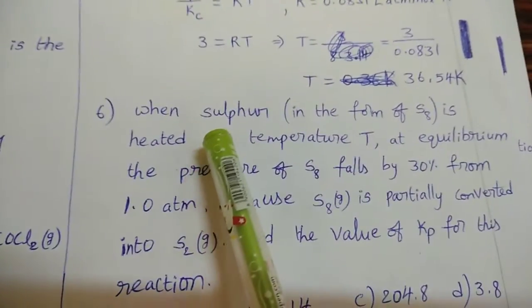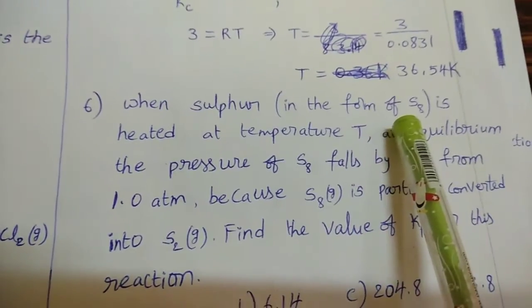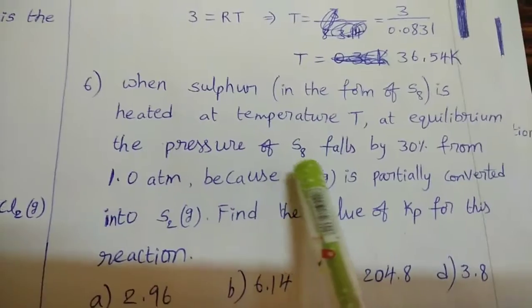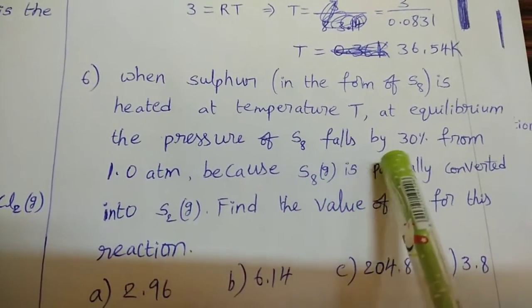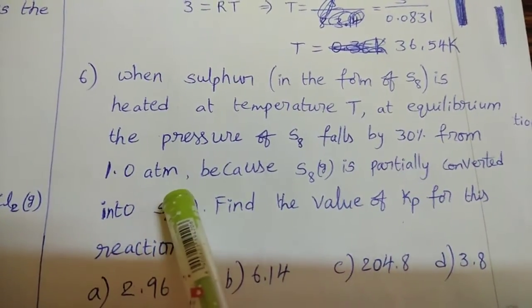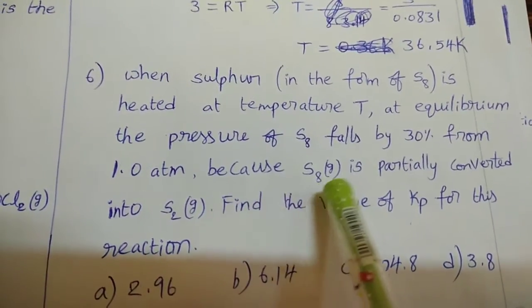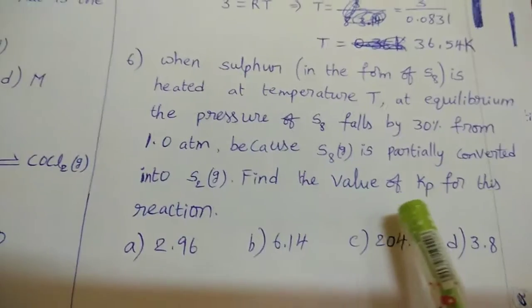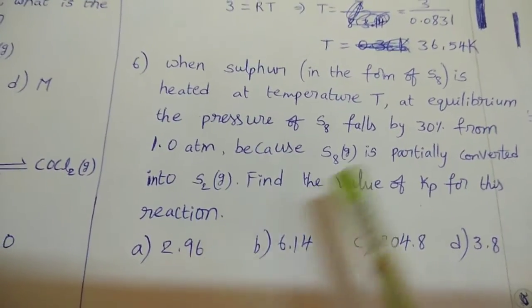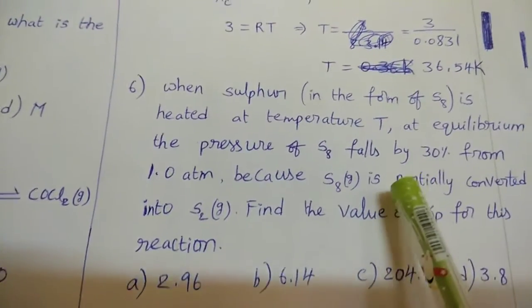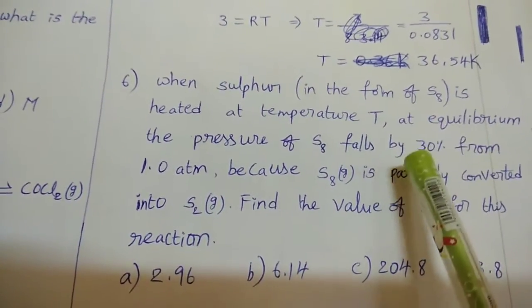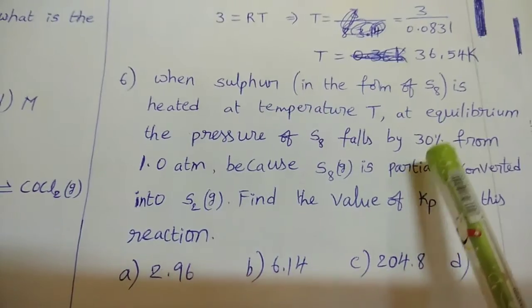Okay. See the next question. When sulfur in the form of S8 is heated at certain temperature T, at equilibrium the pressure of S8 falls by 30% from 1 atmosphere, because S8 is partially converted into S2. Find the value of Kp for this reaction. So S8 is converted to S2. Initially 1 atmosphere pressure, and at equilibrium its pressure decreases by 30%.